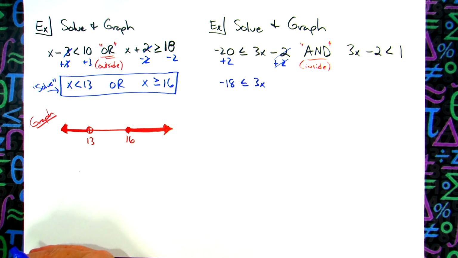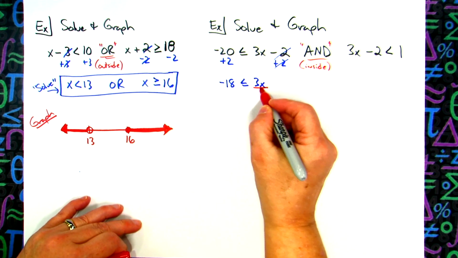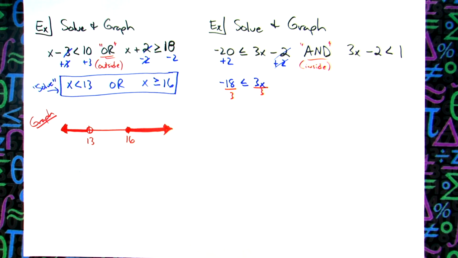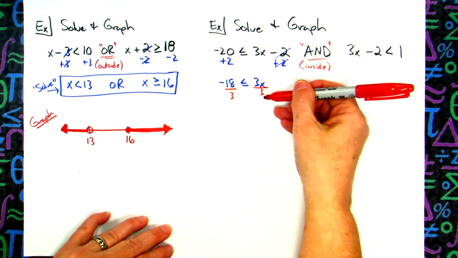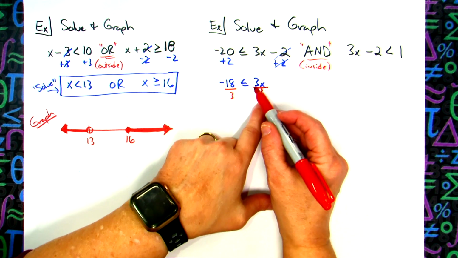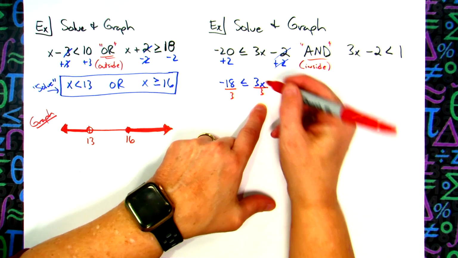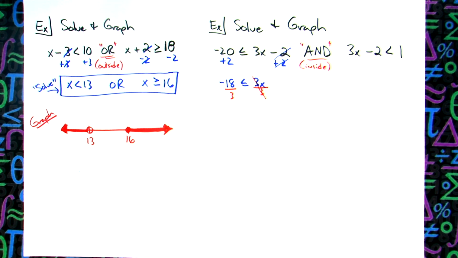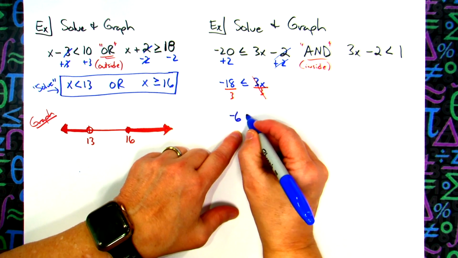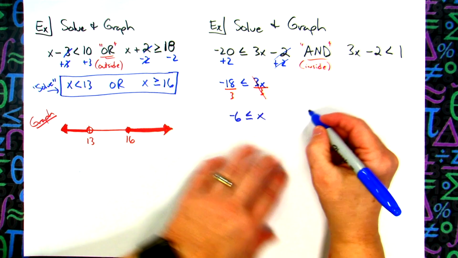All right, so I'm going to divide both sides by 3. Do I have to flip it? No. Yeah, I just asked that question just to see. I'm dividing by a positive number. Remember that rule we learned like last week? If the 3 was negative, we would have flipped the inequality symbol, but we don't have to flip on this one because it's not negative. All right, so then that's a negative 6 here, greater than or equal to an x.